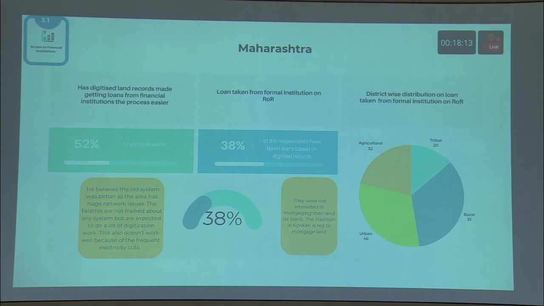And also, we see the percentage is very less here. Well, I would not say less or more, because this is an ongoing study. We are yet to collect more data. But if you see, they were not interested to mortgage land. As in other sessions also we are listening, land is more about identity. So they were reluctant to mortgage land. Hence we see that the loan taken against the land is less.